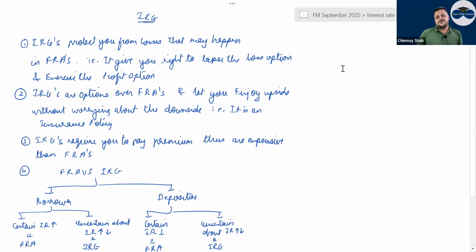But it gives you an option to lapse the option when there is a loss. So logically, this is what an option is. So IRGs are options over FRAs and let you enjoy upside without worrying about the downside. It is an insurance policy, correct or not? IRG requires you to pay premium. Those are more expensive than FRAs, correct?